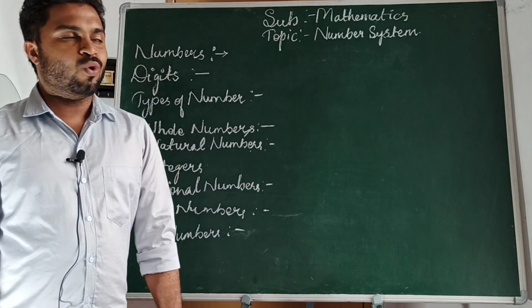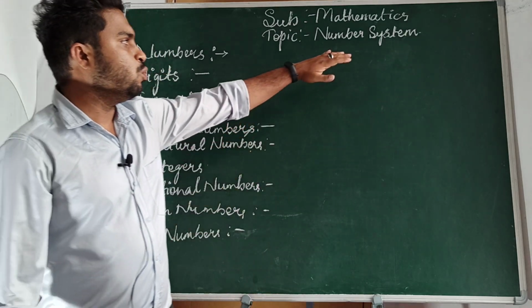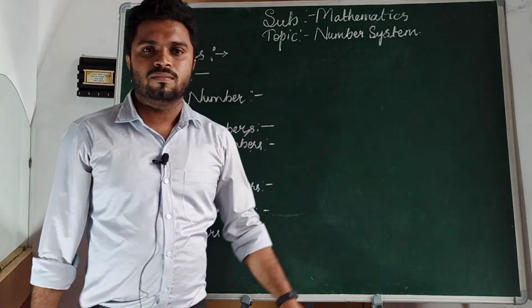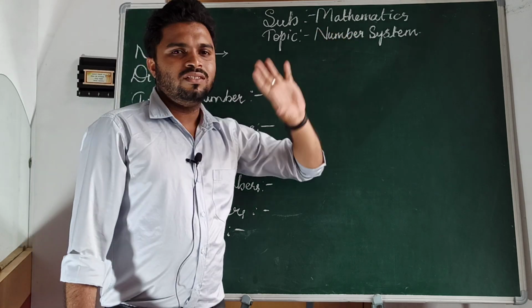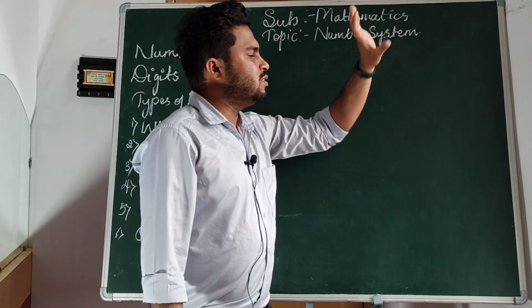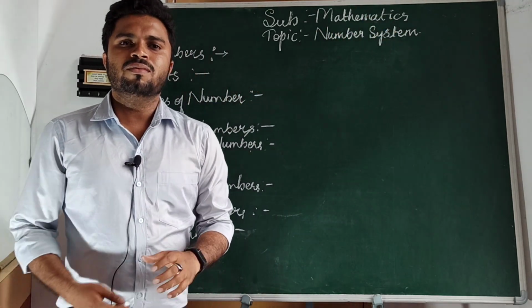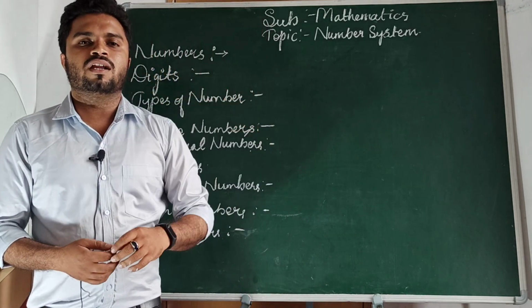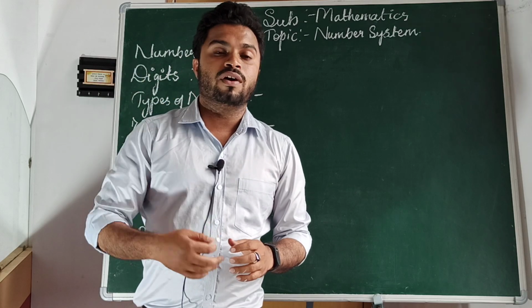Today we are going to learn about the new chapter called Number System. What is this number system? Before that, what is a system? System is nothing but arrangement, you can say. Okay, a systematic arrangement, a proper way of arrangement.